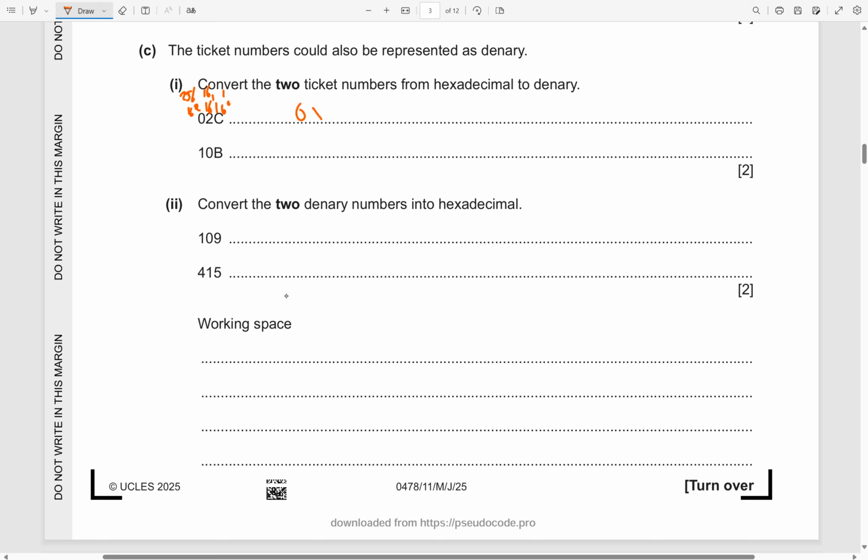So what we've got is 0 times 256, plus 2 times 16, and then plus the C. Again, we think A is 10, therefore C is going to be 12, and 12 times 1. We don't really need to write this multiplied by 1, because that's just going to be 12. If you add that all together, 2 times 16 is 32, plus 12, that should be 44, if my maths is not wrong there.